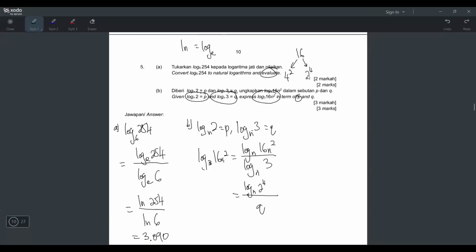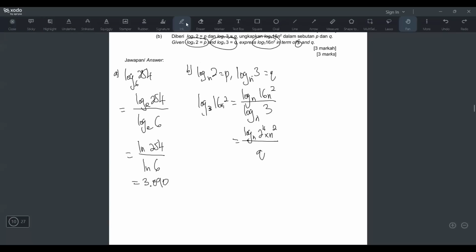Yeah, it can change to 4 power 2 or 2 power 4 also. But why I choose 2 power 4 is because I have log 2 base n later. If I change to 4 power 2, it's useless because I don't have log 4 base n. The only thing I have is log 2. So that's why I changed to this. But don't forget, this thing I have to times with n squared, right? Okay, now what do I have to do?